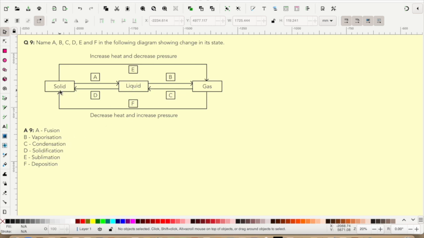Liquid to solid is marked D, which is solidification. From solid to gas is marked E, which is sublimation. From gas to solid is marked F, which is deposition.